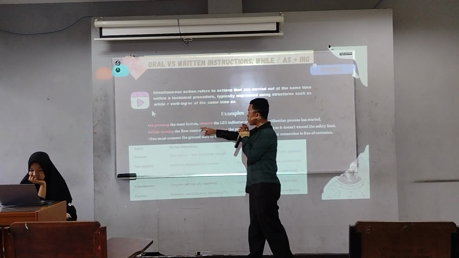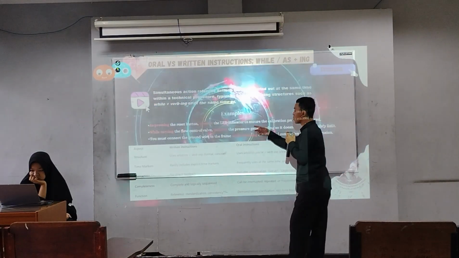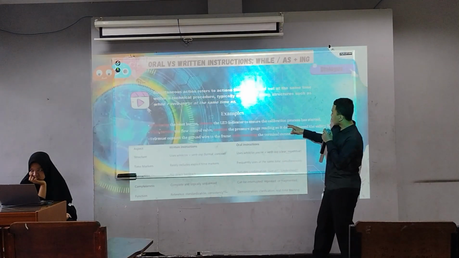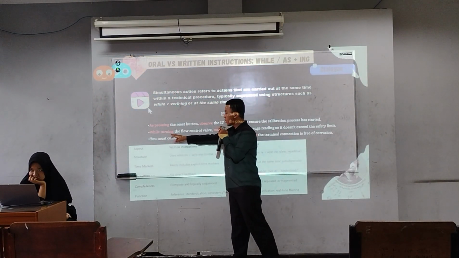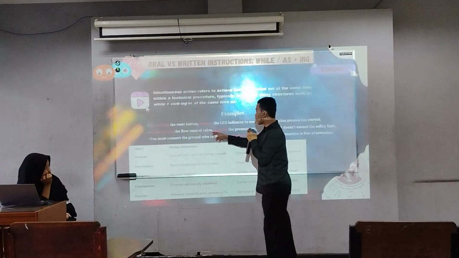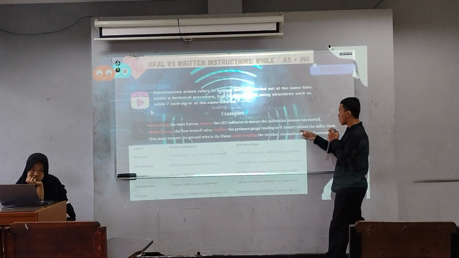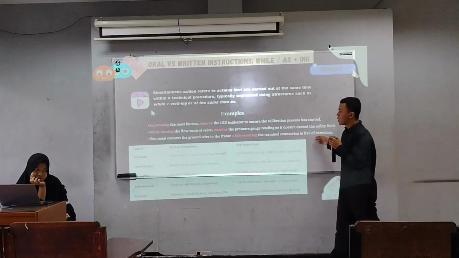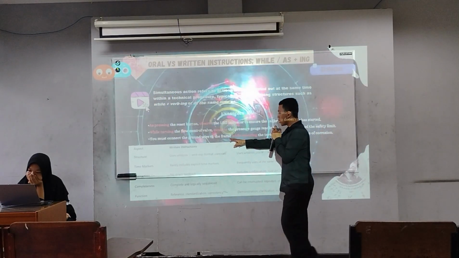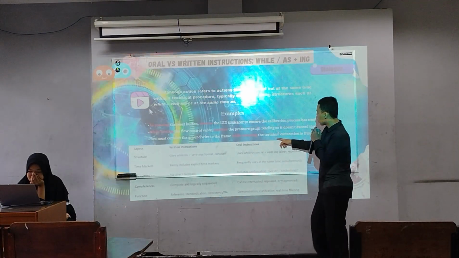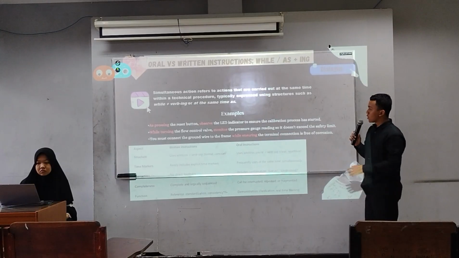Example is pressing the reset button, observe the LED indicator to ensure the calibration progress has started. And second, while turning the flow control valve, monitor the pressure gauge reading so it doesn't exceed the safety limit. And last, you must connect the ground wire to the front wire and ensure the terminal connection is free of foreign matter.